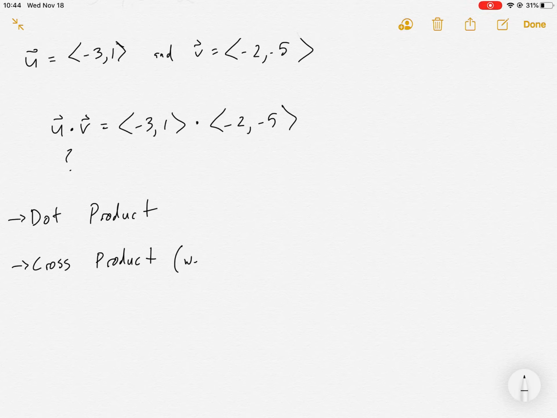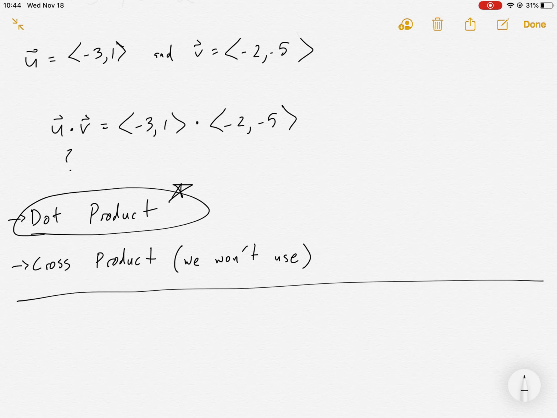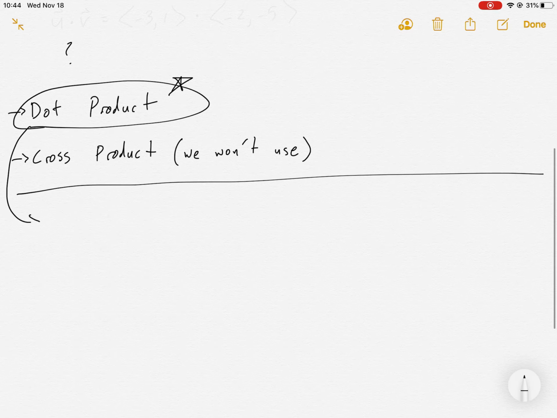We won't use this at all in this class, just something to be aware of when you get to, say, three-dimensional linear algebra or Calc 3. Not something that'll get covered for a while. But the dot product is what we'll be using throughout this section. So let's go ahead and define the dot product.